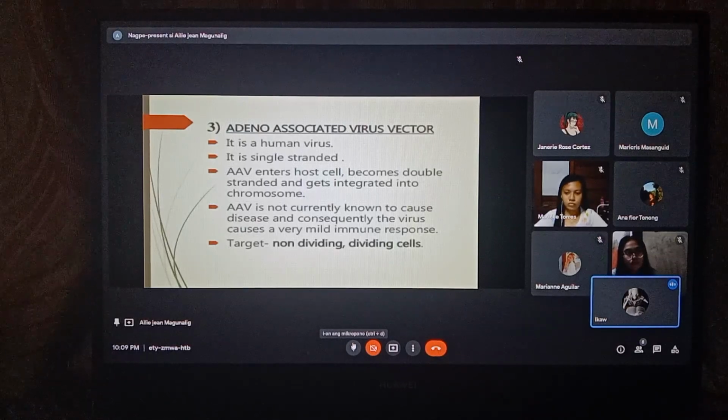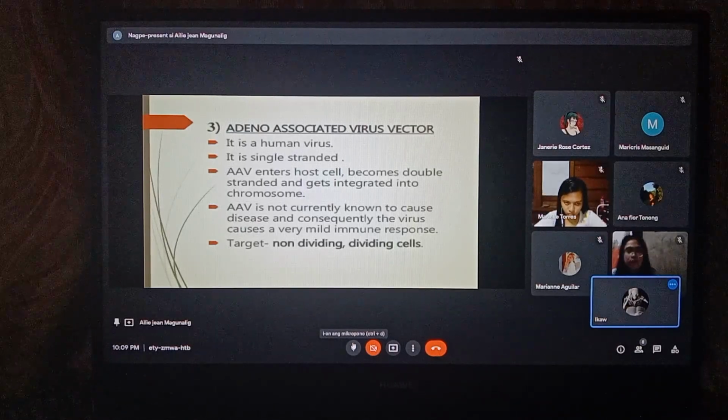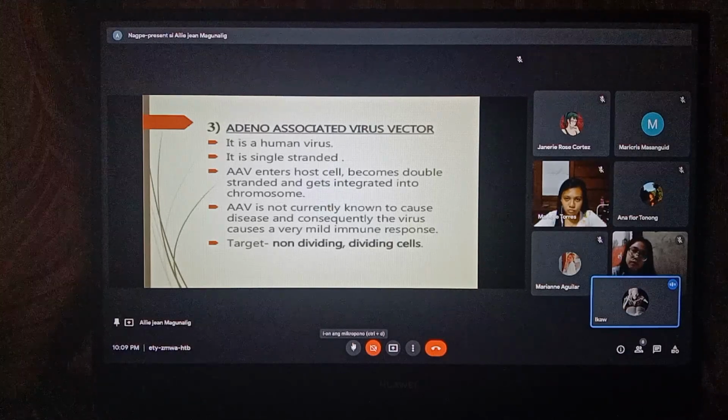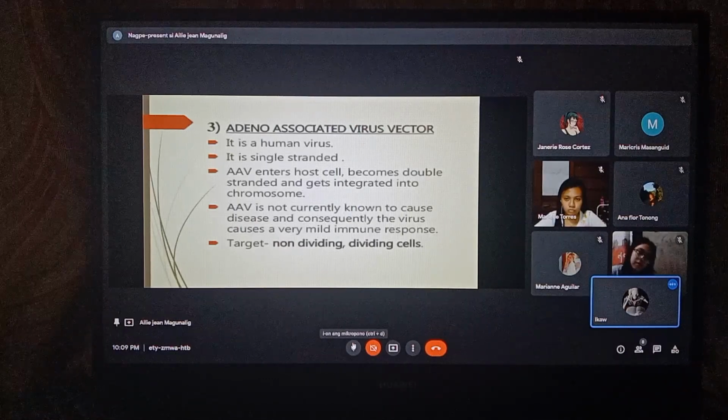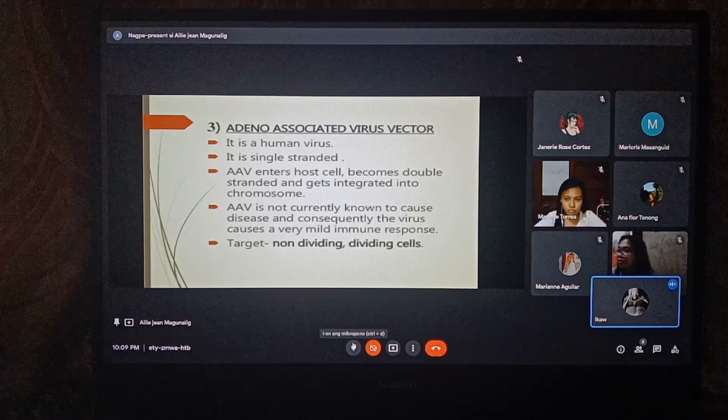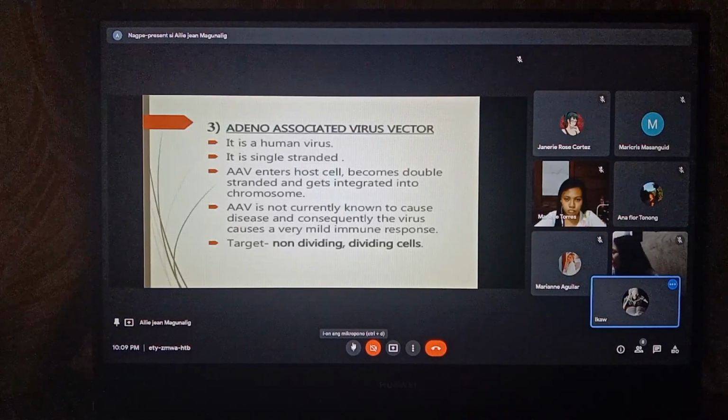Third is adeno-associated virus vectors. It is a human virus. It is single-stranded; AAV enters host cells, becomes double-stranded, and gets integrated into chromosomes. AAV, which is adeno-associated virus, is not currently known to cause disease, and consequently the virus causes a very mild immune response. So the target of this is non-dividing and dividing cells.